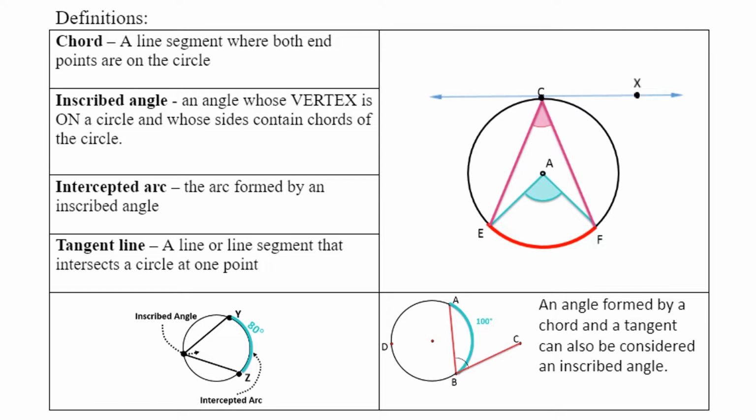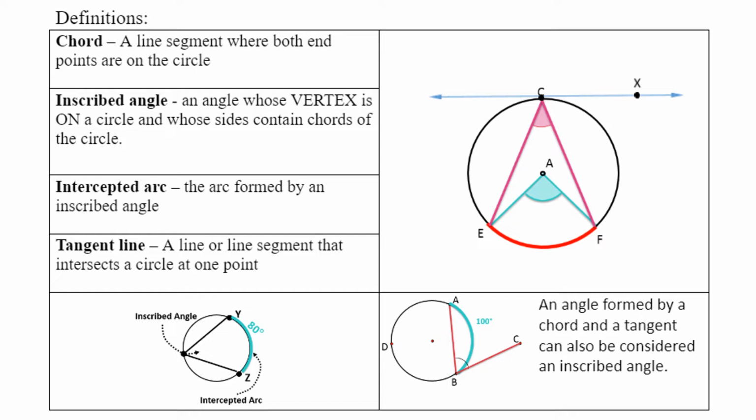The arc formed by an inscribed angle. So the intercepted arc is the arc formed by an inscribed angle. So that is our arc, which is always on the outside, or the rim of the circle. The tangent line is a line or line segment that intersects a circle at one point. So in this case, the blue line in the picture is your tangent line. So these two pictures at the bottom give you a better visual. The inscribed angle is on the edge, and then the intercepted arc is at 80 degrees.